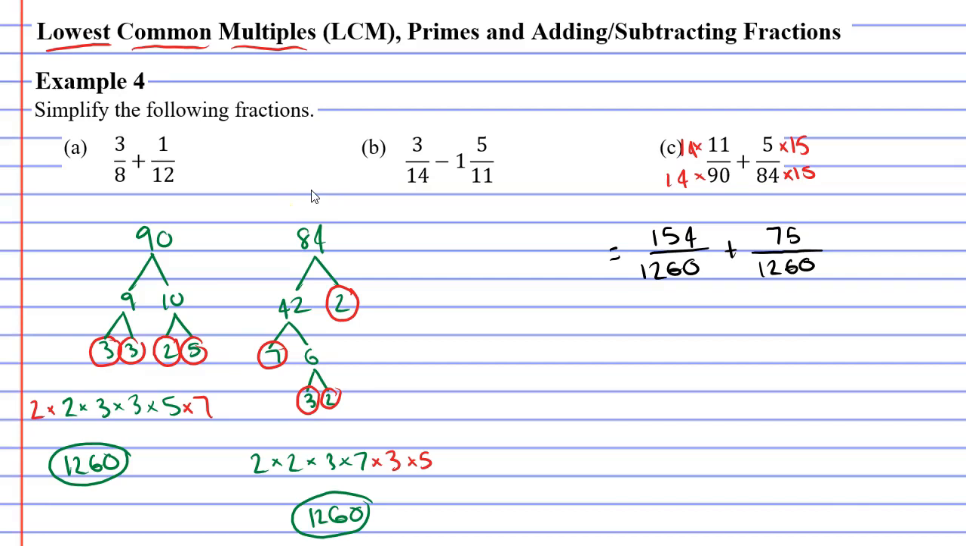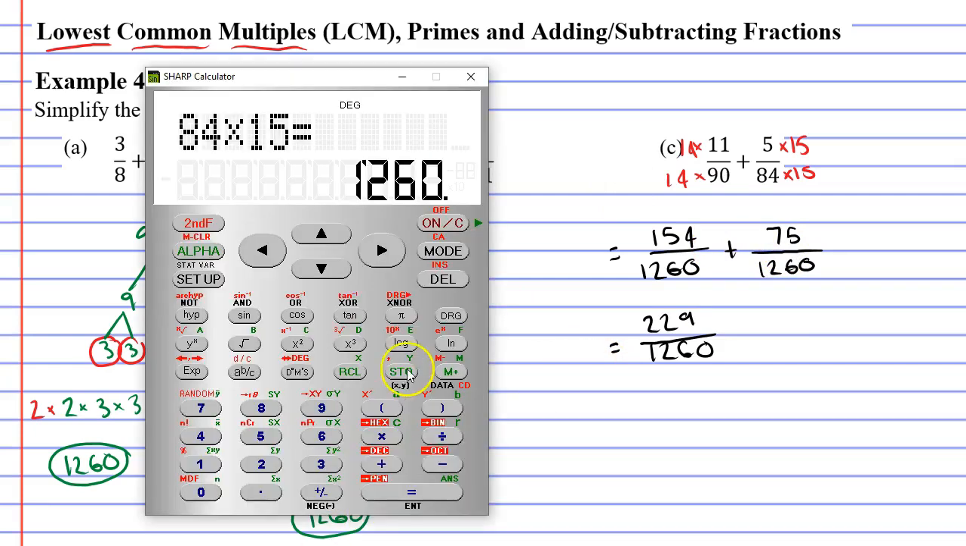So I know the denominators will stay the same. They will stay as 1,260. What do I get when I add 154 to 75? I'm going to get 229. Now, I want to double check to see if this fraction is in its simplest form. So 229 over 1,260 does not simplify, so it's in its simplest form.